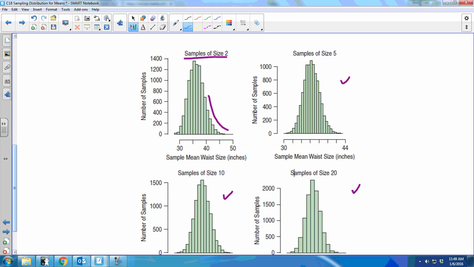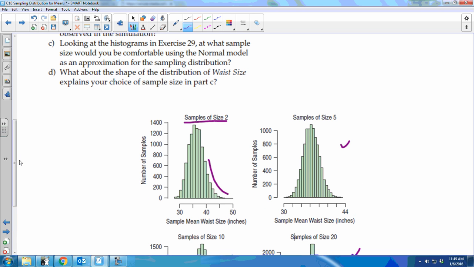Questions about that? And so D, what about the shape of the distribution of waste size explains your choice of sample size in part C? Again, we want it to be close to normal model if we're going to use that sample size. If it's not, and if it's skewed, we want to use a larger sample size to counteract that.